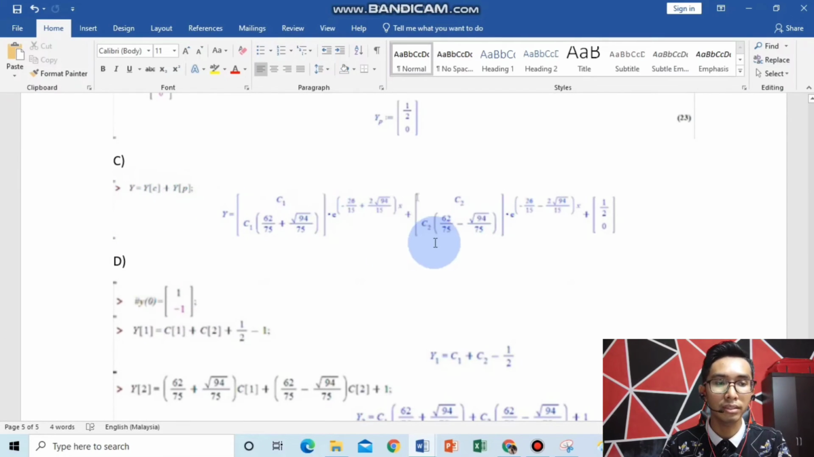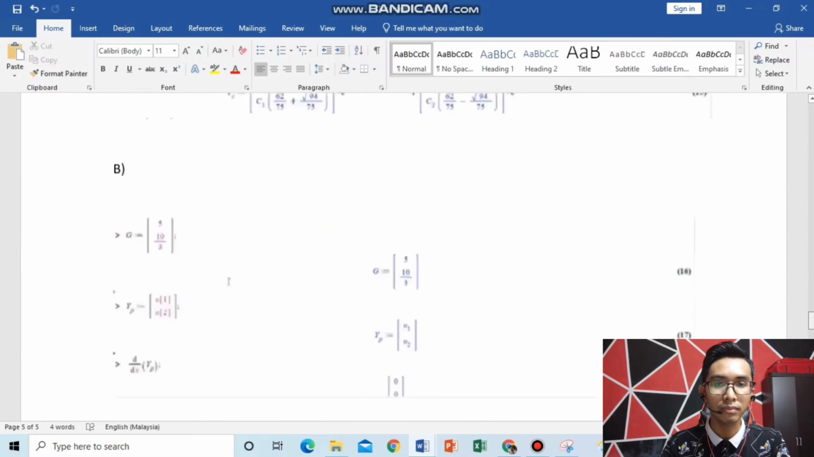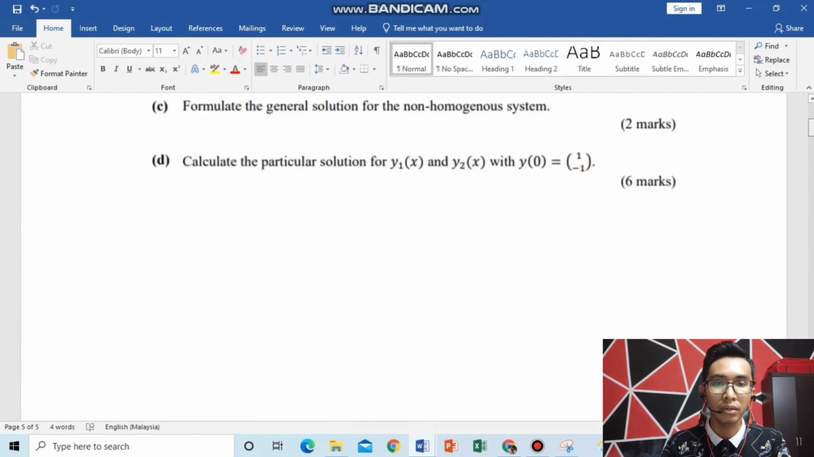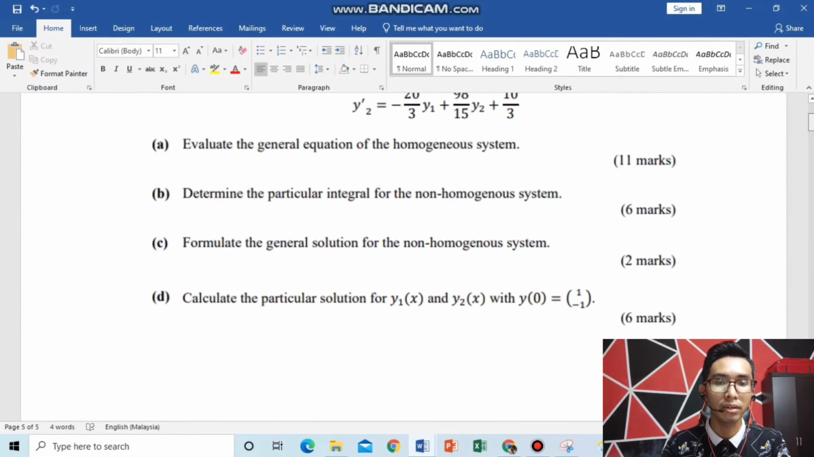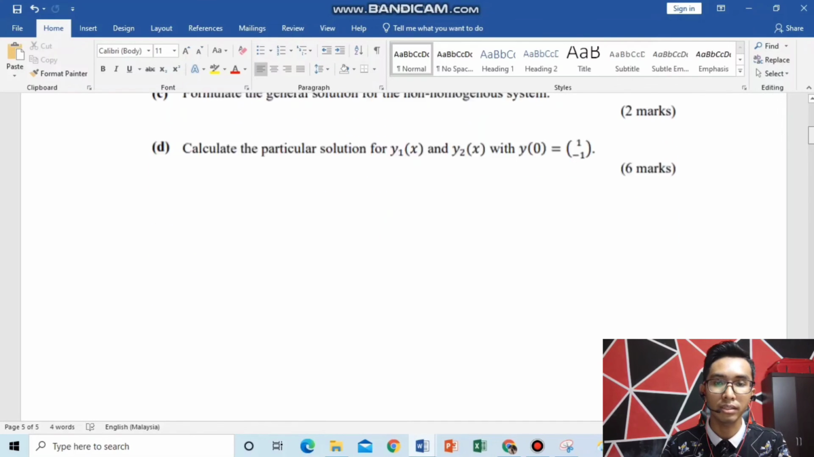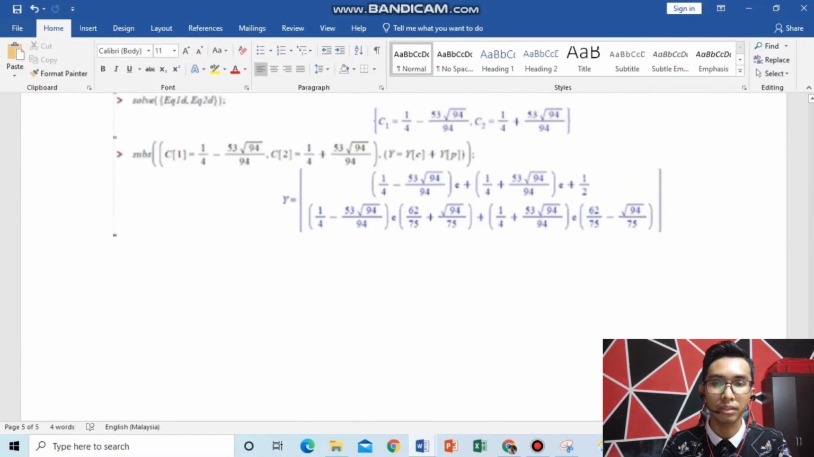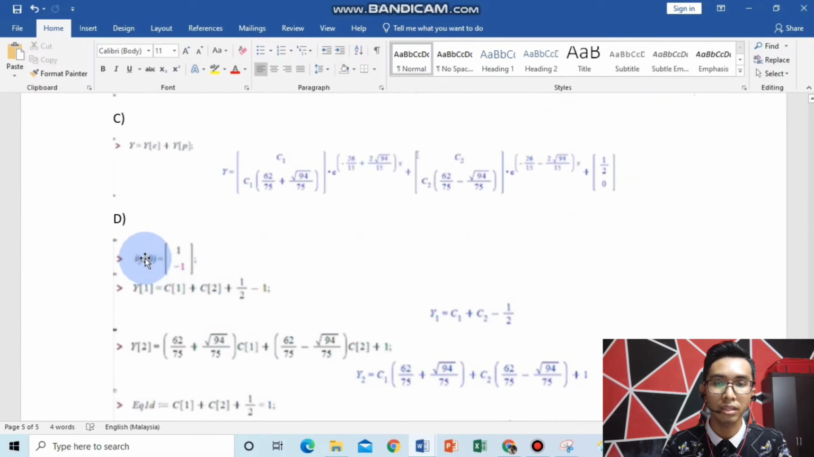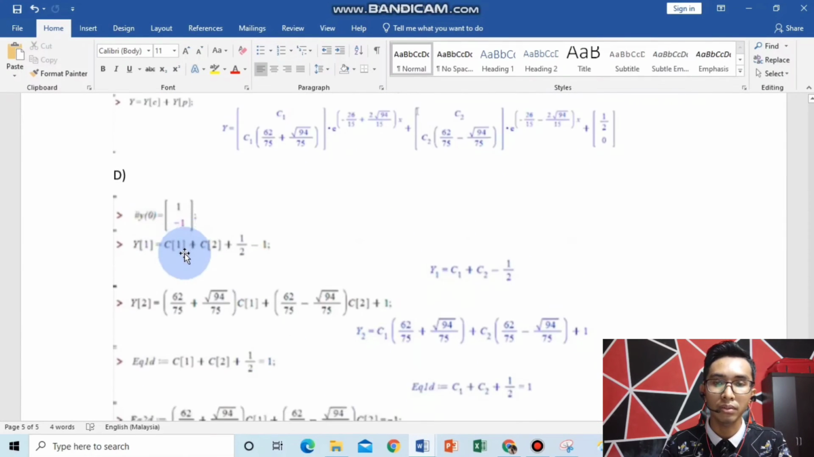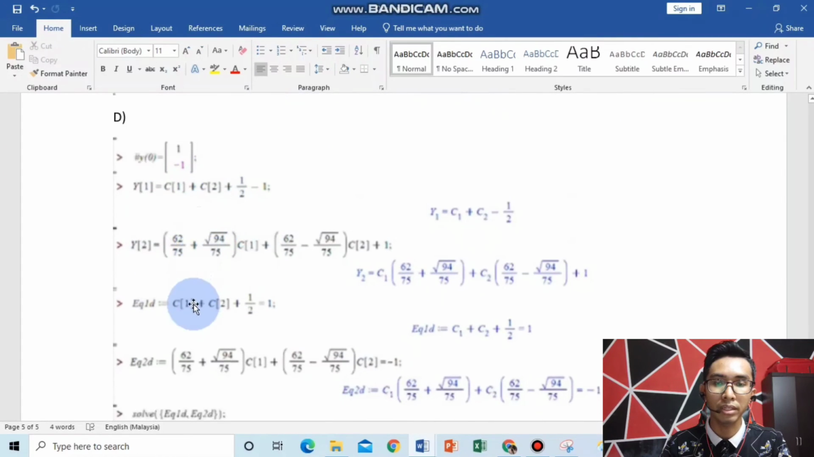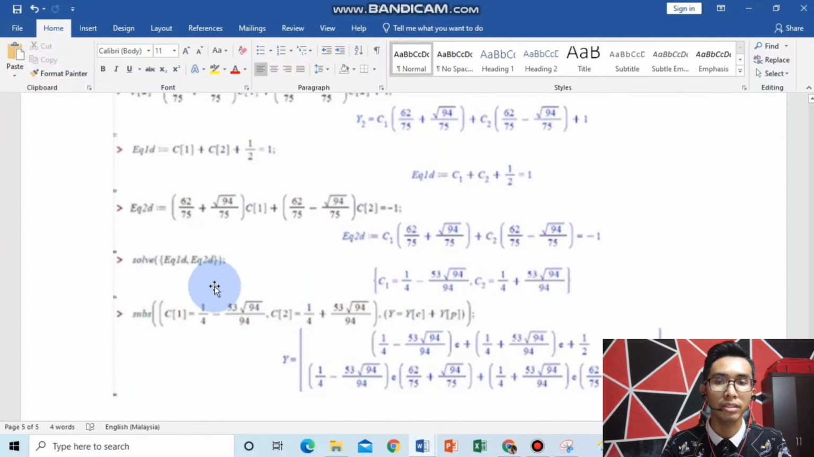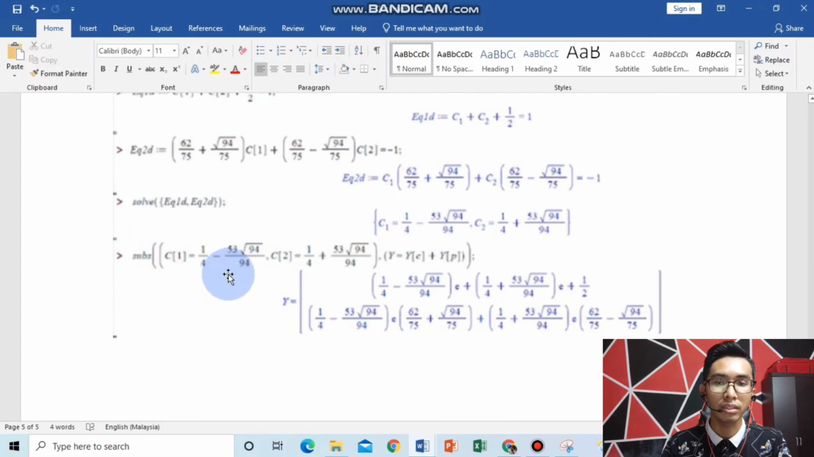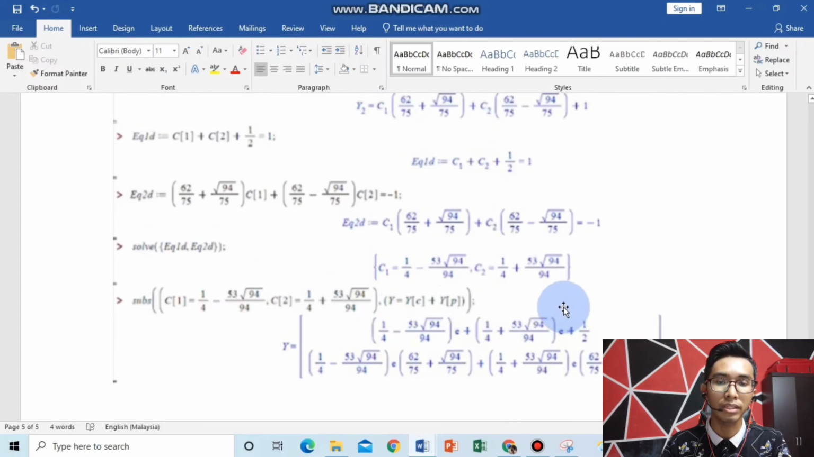For D, calculate the particular solution for y1 of x and y2 of x with y0 equal to (1, -1). Then you just put y0 as (1, -1) and calculate, and then we get the answers for equation 1 and equation 2. Then you solve and substitute into the equation, and you will get just like this. So that's all for question 3.